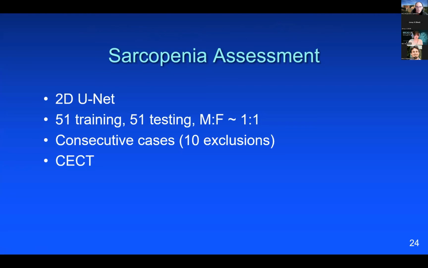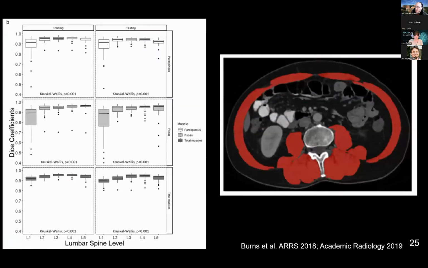The initial version of this tool was a 2D UNet that was trained on 102 training and testing cases and was on contrast-enhanced CT. Initially, we thought that it was important to look at different muscle groups independently. So, for example, these are dice coefficients of the automated technique for different muscle groups. This top group here is the paraspinous muscles. That's these here. This middle group is the psoas muscle, which is this muscle here. And the bottom group is all the muscles, everything in red in this picture on the right.